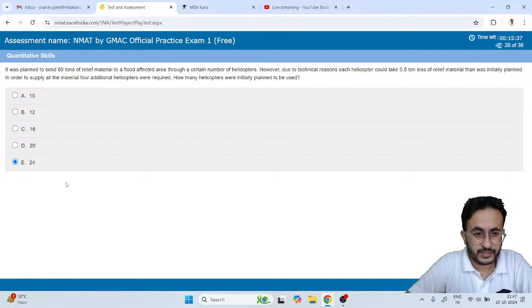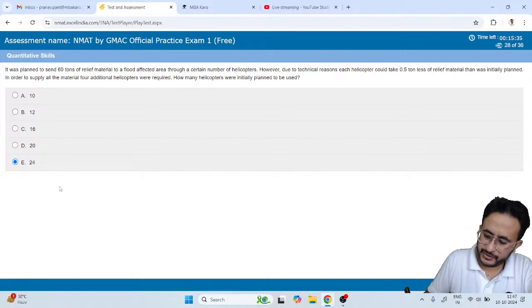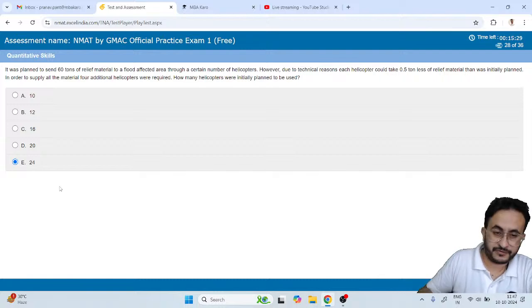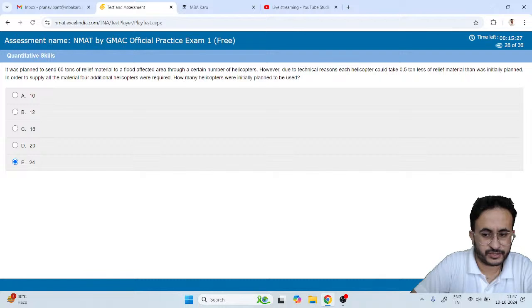Okay, so if you take 20, you need 3 tons, and if you make it 16, then it will need 3.75. So not fitting. So that is the answer. So go by options, not by forming equations.